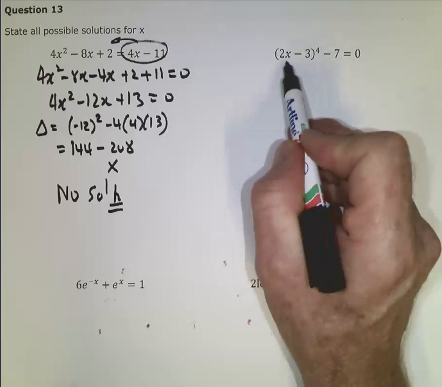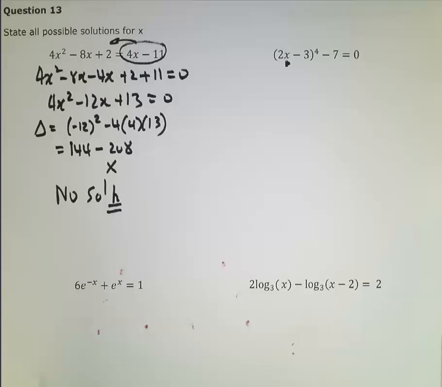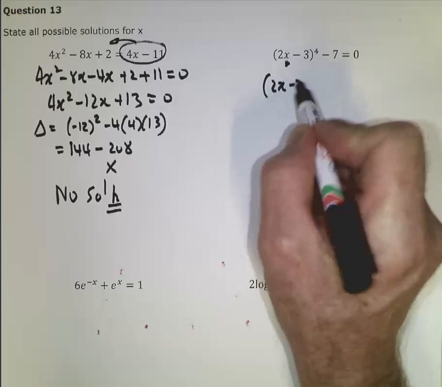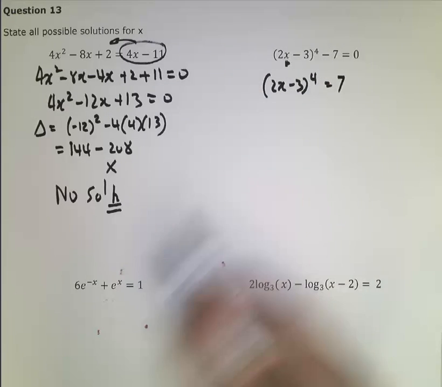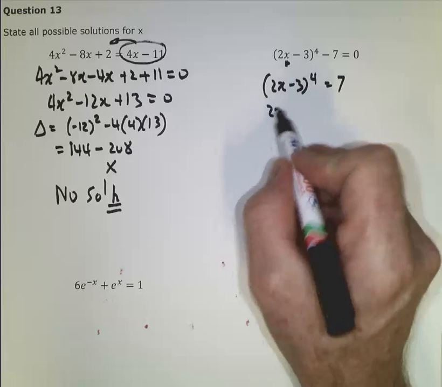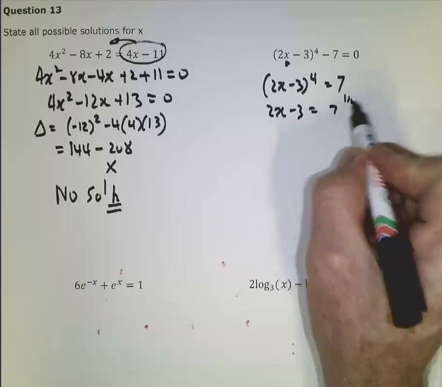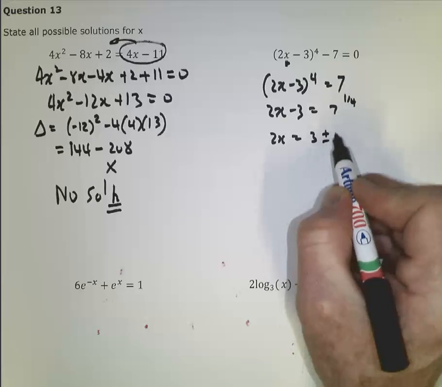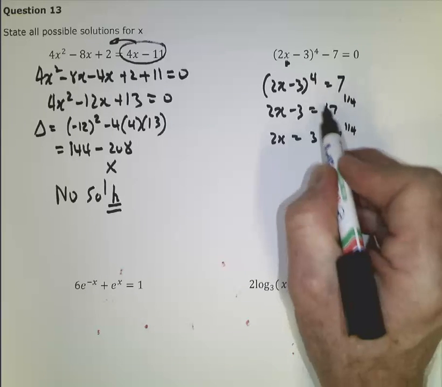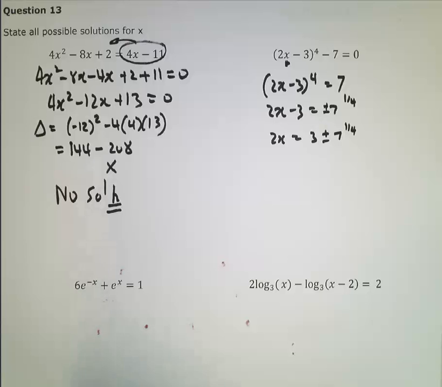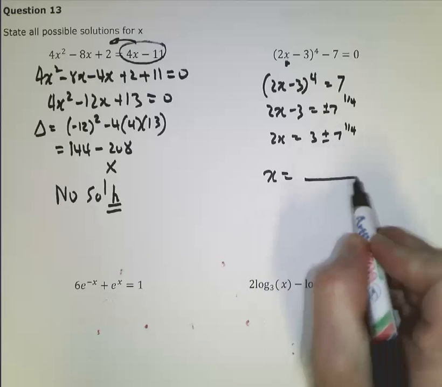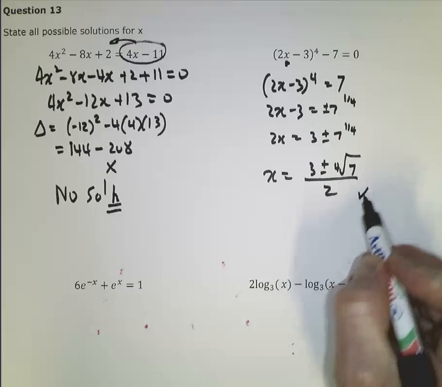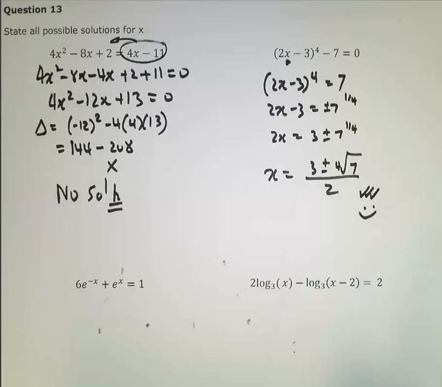Question 2. I've got x sitting in one spot, so I'm going to do some backtracking. I'm going to move the 7 to the other side. (2x minus 3) to the 4 equals 7. I'm going to take the fourth root of both sides. 2x minus 3 equals 7 to the 1/4. 2x equals 3 plus or minus 7 to the 1/4, because I'll have two answers of taking the fourth root of 7. And x will equal a half of 3 plus or minus the fourth root of 7. And they're my two answers.